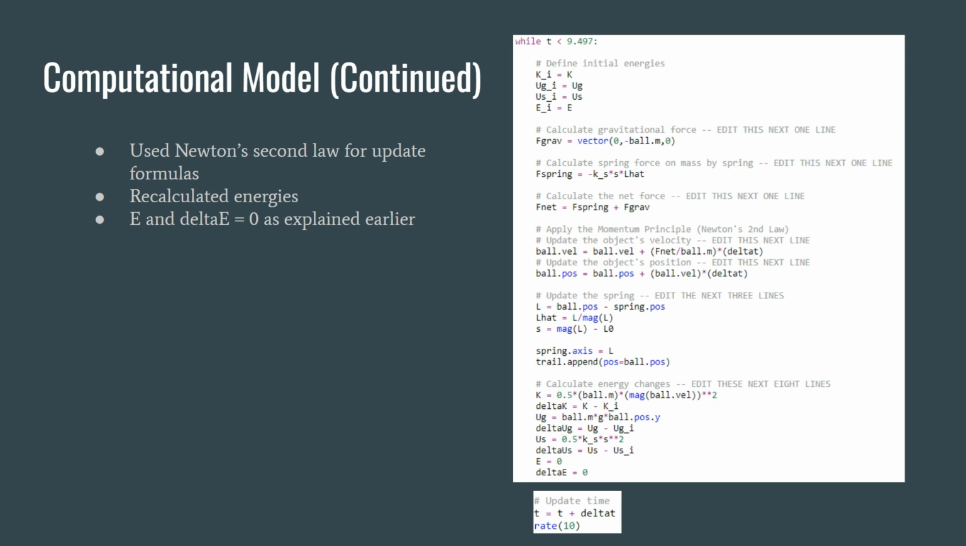In the calculation loop, we iterate until 9.497 seconds, because that is how long the tracker analysis goes for. We define the initial energies and the initial forces. We update velocity and position with Newton's second law. We also update L, L hat, and s, and we calculate the energy changes as well. Also, E and delta E are 0, as mentioned before.